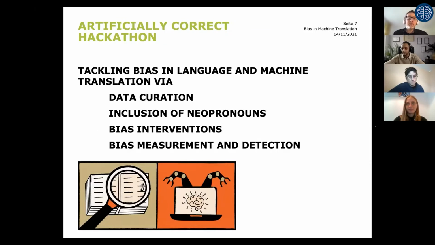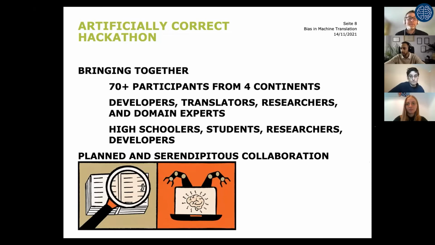The kinds of things that we saw some projects trying to deal with: data curation, to have new data sets, inclusion of modern day language constructs such as neo-pronouns, how to intervene and fix bias, as well as its measurement and detection. And we'll see two of these coming up in a few moments' time.